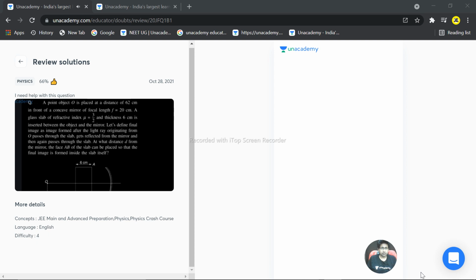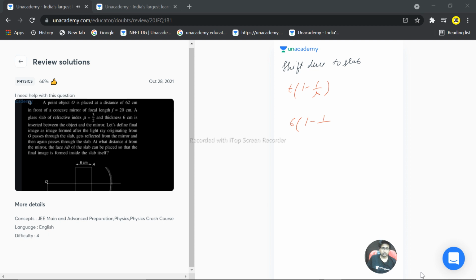In such a question, we need to use the concept step by step. First of all, we'll calculate the shift due to the slab. So what is the shift because of the slab? That is t times (1 minus 1 by mu). t is the thickness, that is 6 as given in the question itself.